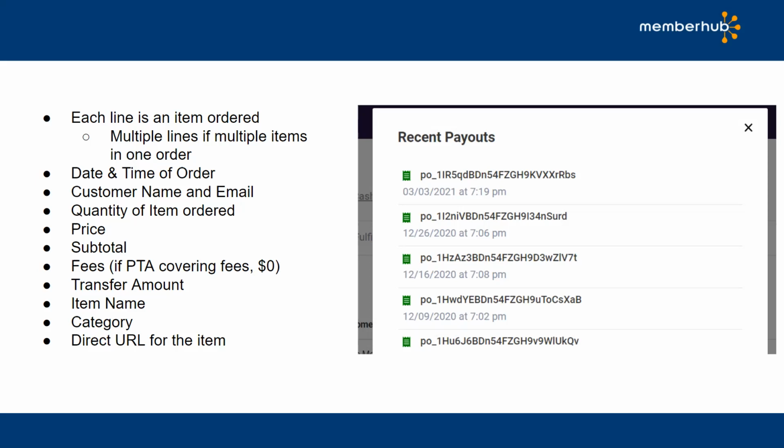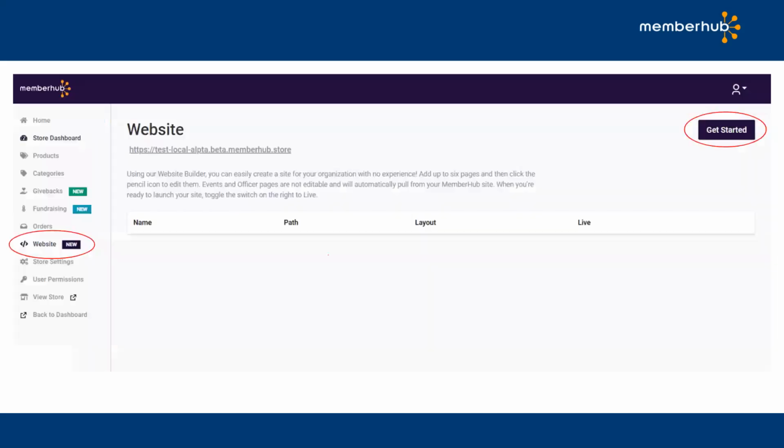The item name, you'll see that in the report as well as the category of the product, and then you'll also even see a direct URL for the item.